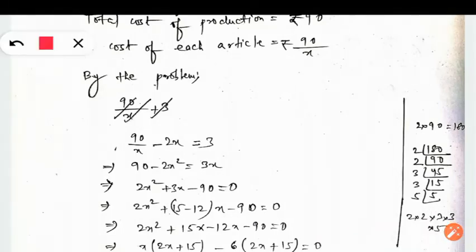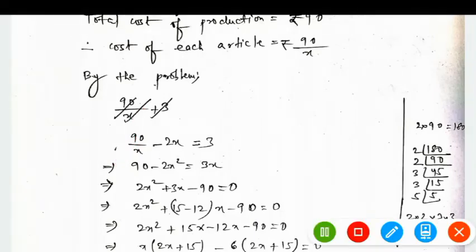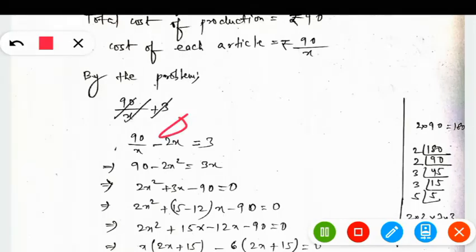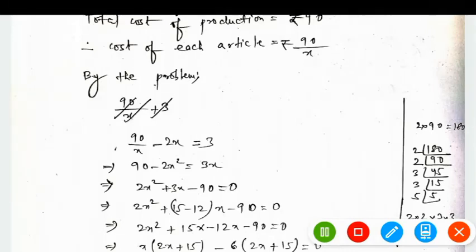Now by the problem, the cost of each article, which is 90 by x, is 3 more than twice the number of articles produced on that day. If we take this 2x to the other side, what will you get? We will get minus 2x equals 3. So I have taken 2x to the other side, and got this one.